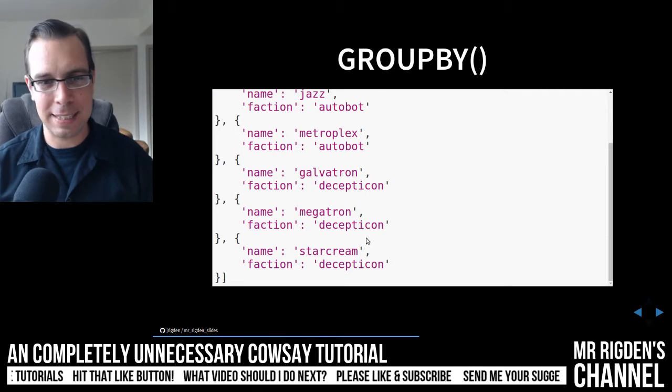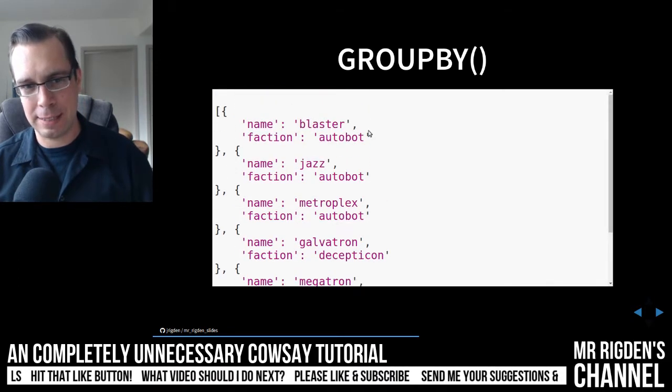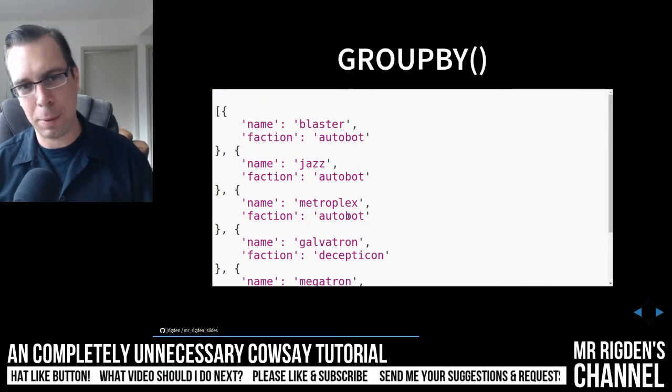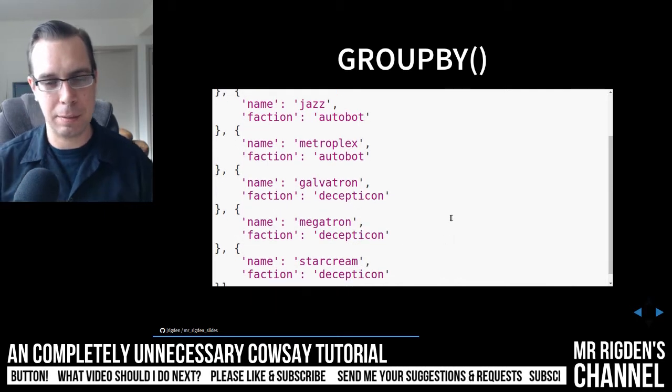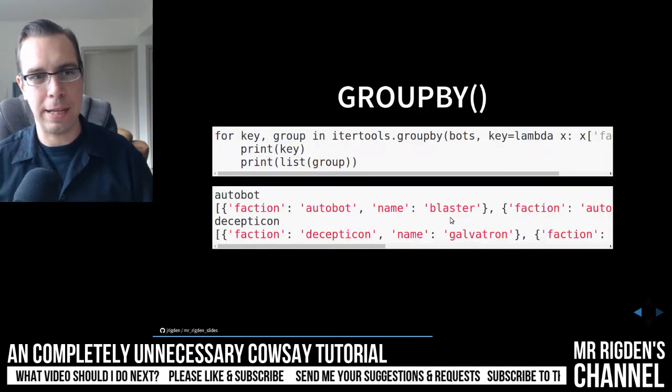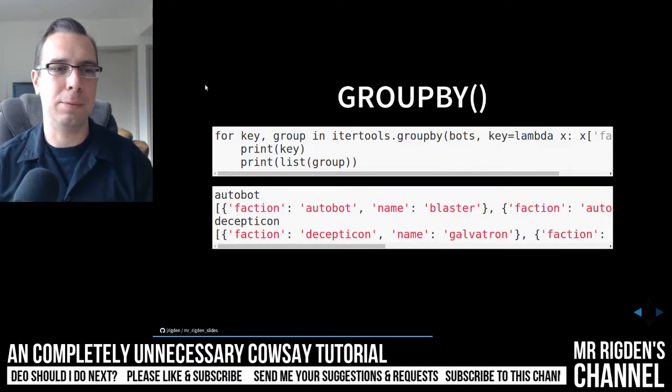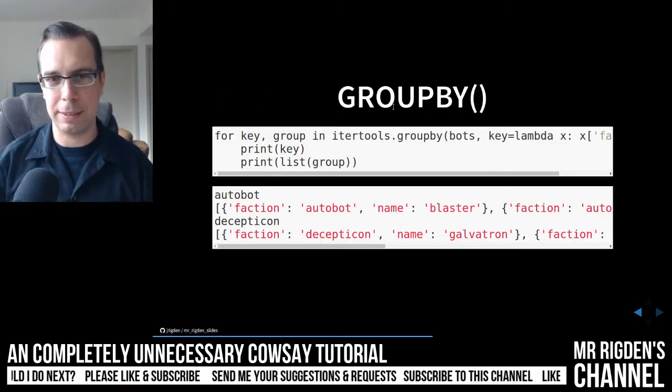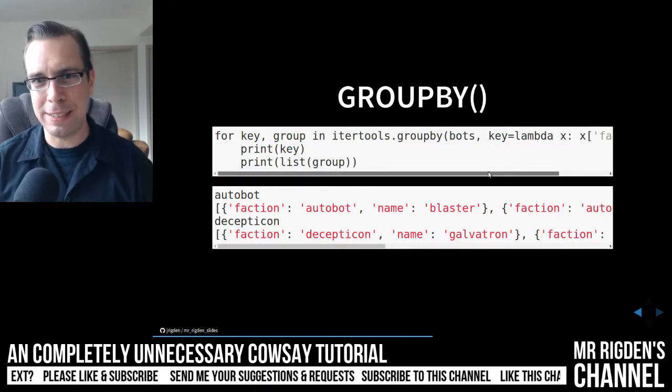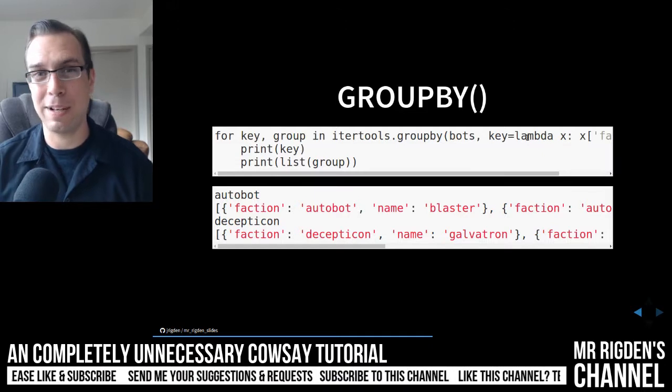Fundamentally, this list hasn't changed, but the ordering has, right? So now we have all the Autobots on top and all the Decepticons on the bottom. Okay, and now here's the group by. This is where it gets a little bit confusing. It's too big to fit on this slide entirely. We've got another lambda.